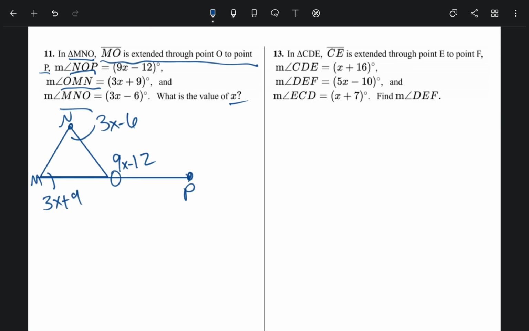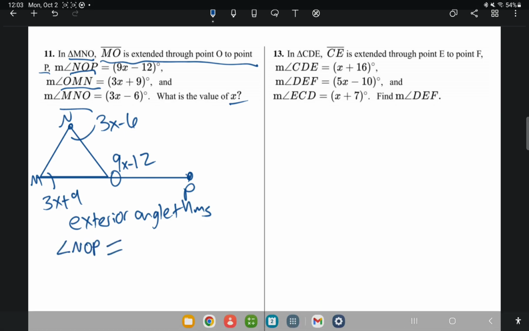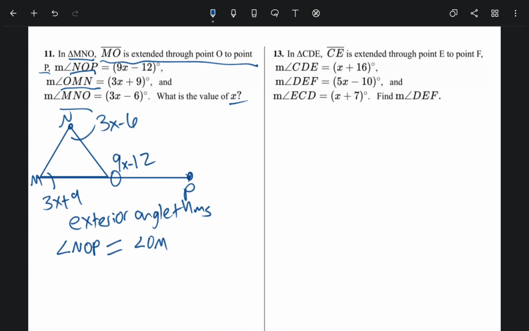I can see here that we have an exterior angle and 2 opposing interior angles. So we're going to use our exterior angle theorems, which means that angle NOP is going to be equal to the sum of OMN plus MNO. So let's see, 9x minus 12 equals 3x plus 9 plus 3x minus 6.